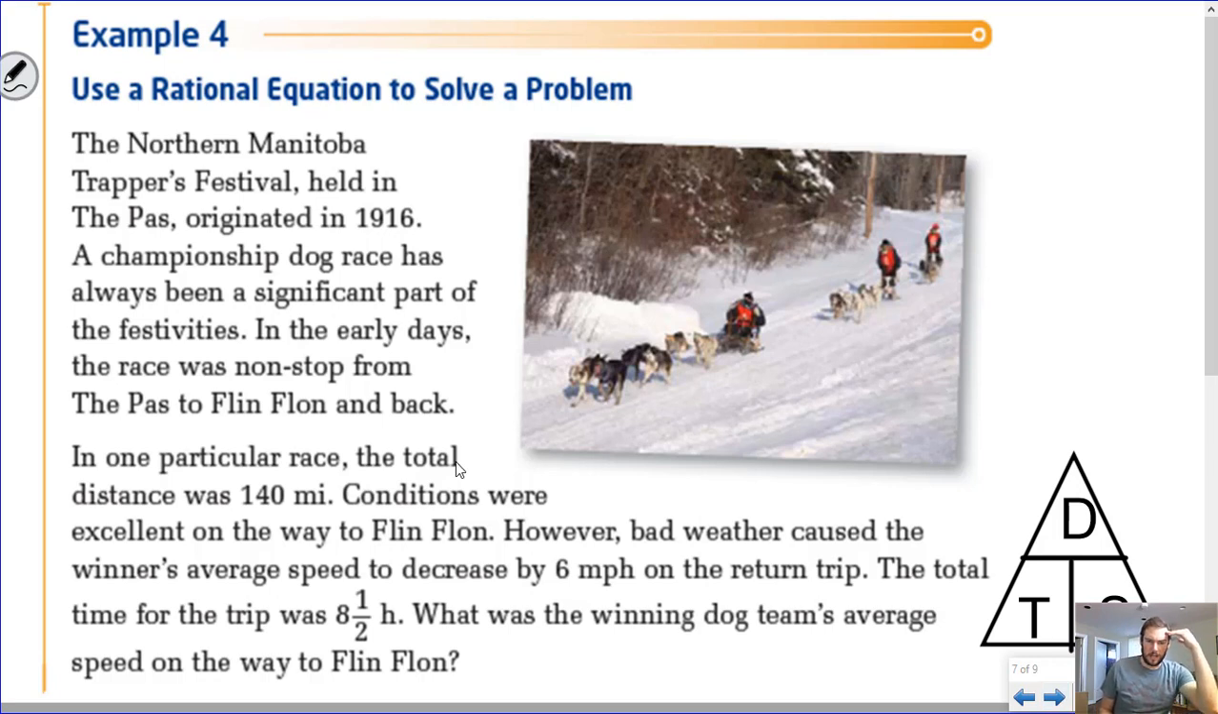Lots of information going on here, right? The Northern Manitoba Trappers Festival, held in the past, originated in 1916. A championship dog race has always been a significant part of the festivities. In the early days, the race was non-stop from The Pas to Flin Flon and back.